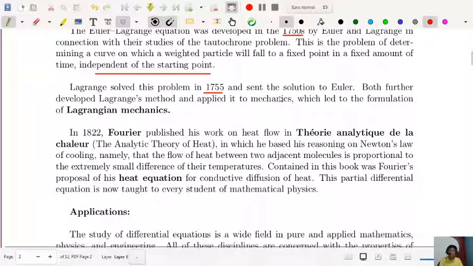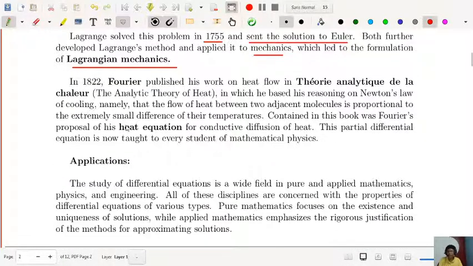So it takes years to analyze a problem and find its result. Lagrange solved the problem in 1755 and sent the solution to Euler. Both further developed Lagrange's method and applied it to mechanics, which led to the formulation of Lagrangian mechanics. Later on you will study mechanics, and an important part of it is Lagrangian dynamics. In the 19th century, 1822, Fourier published his work on heat flow.